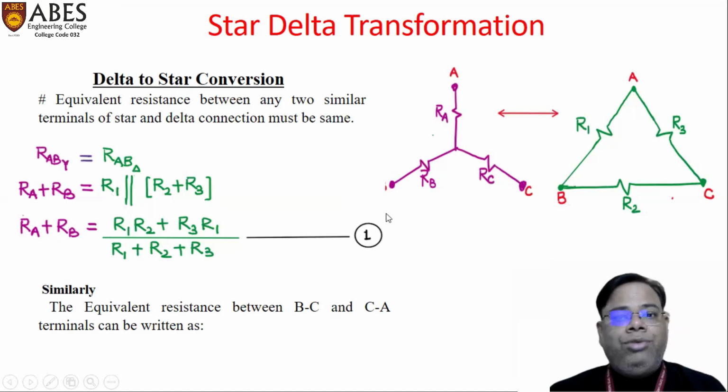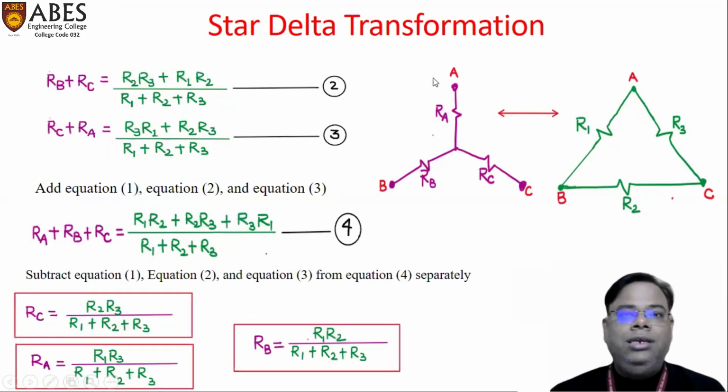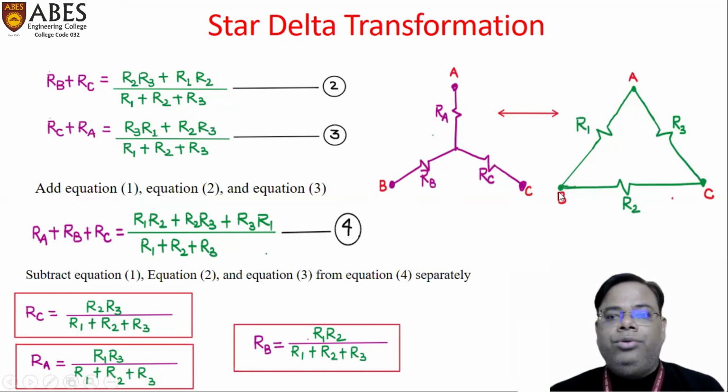Similarly, we can find the equivalent resistance between B and C terminals in the star and delta-connected resistances, and the next expression would be the equivalent resistance between C and A terminals. In our next slide, you can see the equivalent resistance between B and C terminals of the star. It would be equal to RB plus RC, because the RA resistance will act as an open circuit if we are finding the resistance between B and C terminals. Similarly, for the delta-connected resistances between B and C terminals, R1 and R3 will be in series combination.